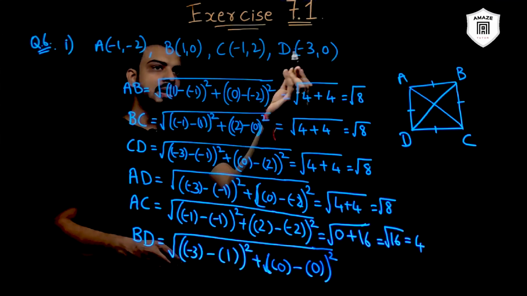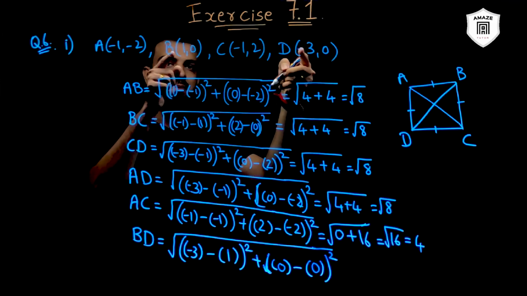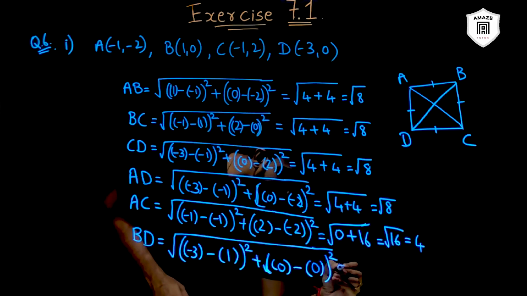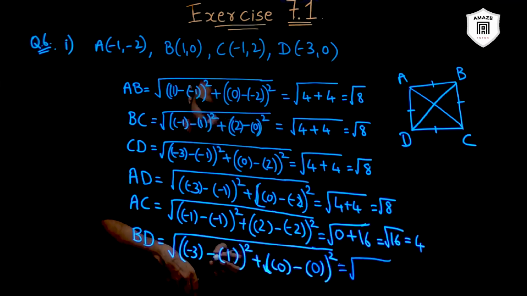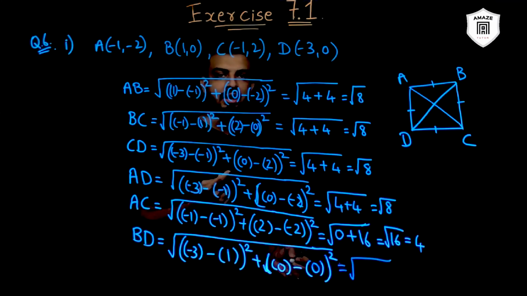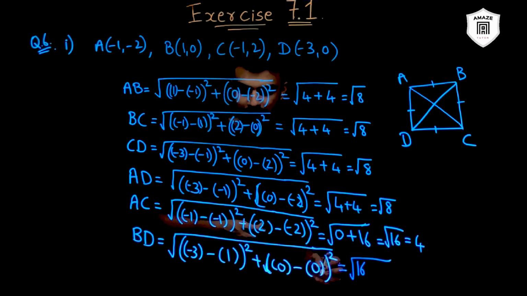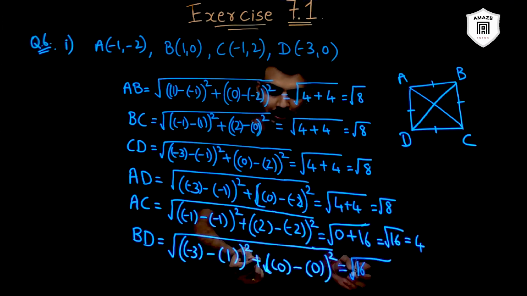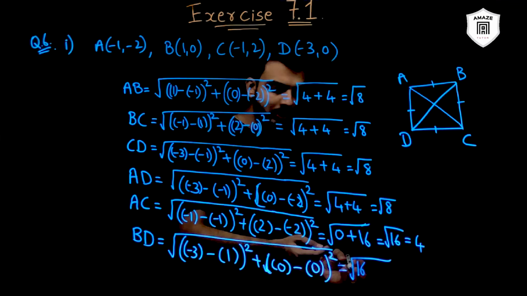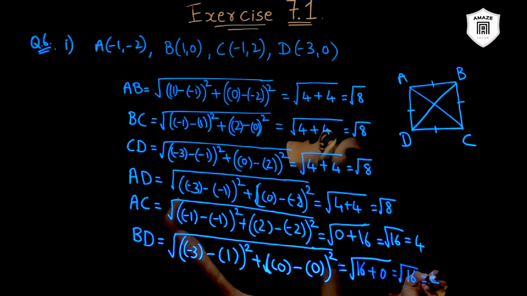Right? It's minus 3 minus 1 the whole square, 0 minus 0 the whole square. We are looking at BD, right? Yes. So what we are getting here is minus 3 minus 1, which is minus 4. And minus 4 square is 16, right? Because minus 4 into minus 4 is plus 16. So minus 4 square is 16 and 0 minus 0 is 0, 0 square is 0. So 16 plus 0 is 16 and root of 16 is nothing but 4.